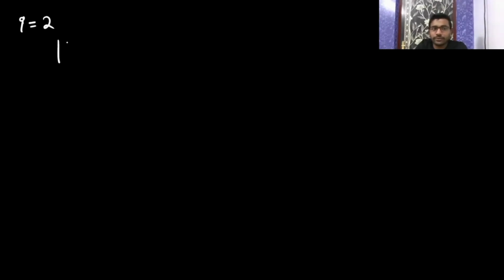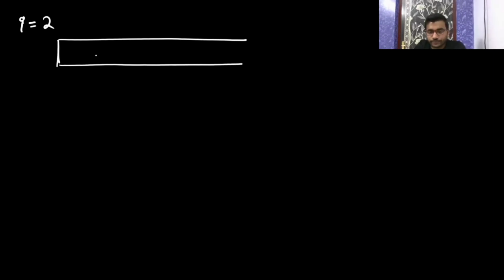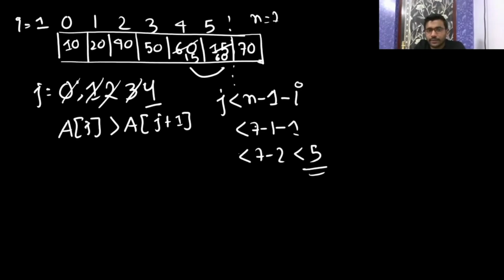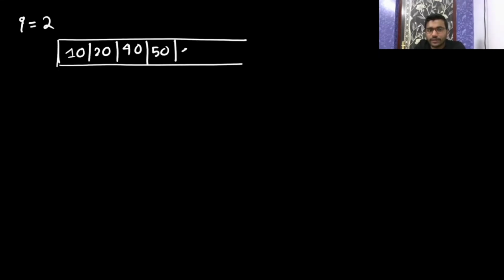So when i is 2, the array will look like 10, 20, 40, then 50, then 15, then 60, then 70. So your n is your 7 only. And now see, when i is your 2, you have placed two elements in their correct positions.